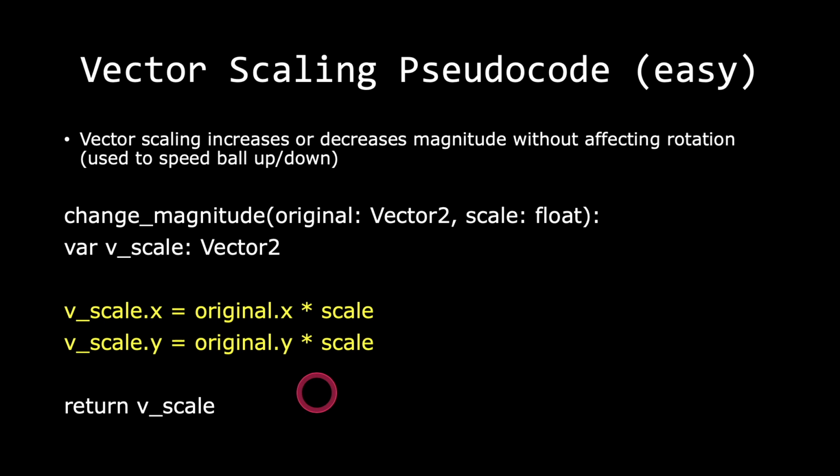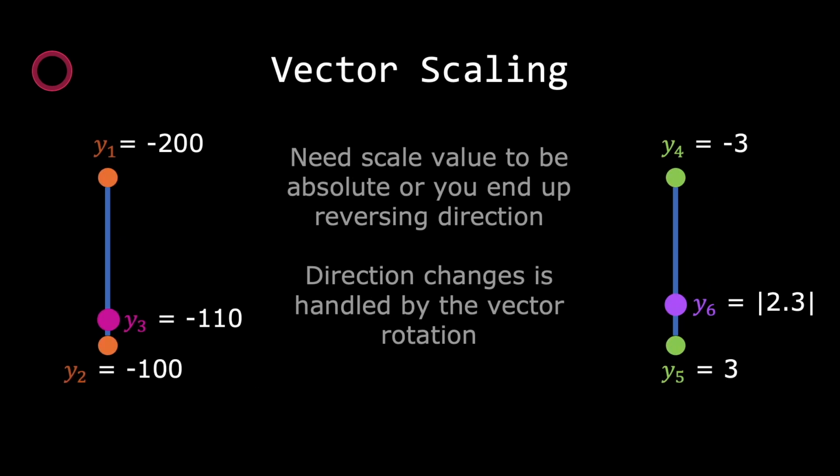So remember, multiplication is growing or shrinking. Anything over 1 will grow, anything under 1 and more than 0 will shrink. And of course, if scale equals 1, nothing changes. Let's go ahead and take a quick look at vector scaling. So in this case, y3 equals negative 110. When we apply the conversion formula, what we get is y6 equals 2.3. And so our scaling value, in this case the maximum amount we will want to scale our vector speed, will be between 0 and 3. However, for our conversion formula, we need to have negative 3 and positive 3.